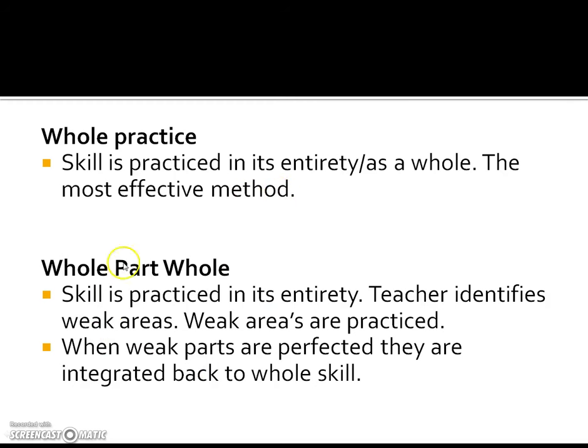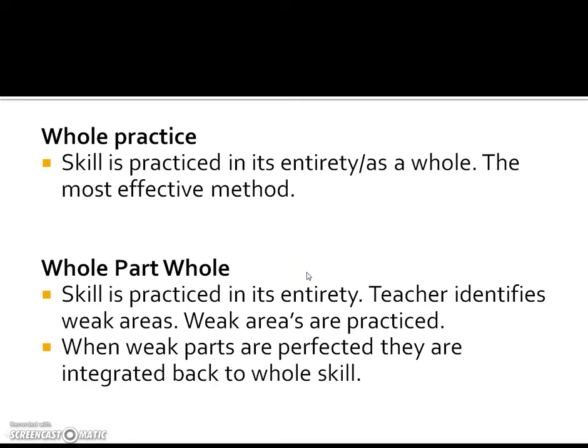And then the 4th type of practice is whole, part, whole. So when you're looking at this, you've got 3 words to talk about. Firstly, whole. You practice a skill in its entirety. Then the teacher will identify a weak subroutine or part of the skill. You practice that weak subroutine, and then once the weak subroutines are perfected, it's put back into the whole skill. That is why it's called whole, part, whole. Practice in its entirety, break down into the weak subroutines, practice, and then put it back into its entirety again. Now, they are the types of practice.